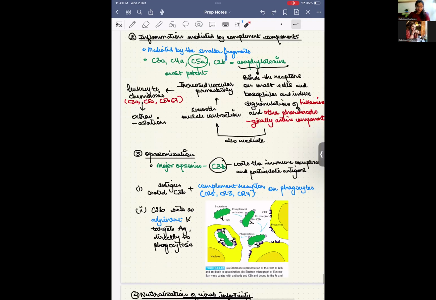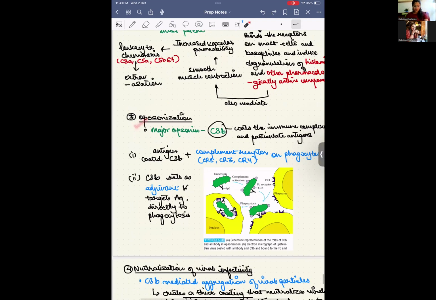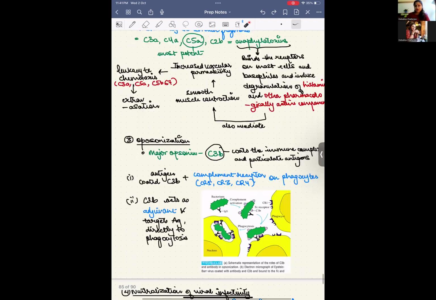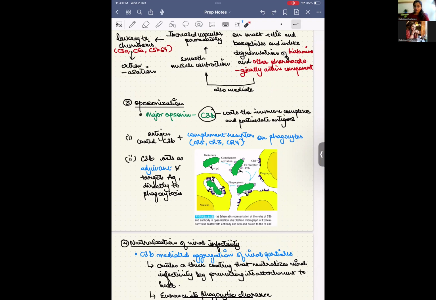The other response that they can bring about is opsonization. So what do I mean by opsonization? Opsonization refers to this process wherein there is some sort of coating of your pathogen molecules, and because of it, the phagocytic uptake of these particular pathogens becomes easier, and they are more likely to be eliminated from the system. So in opsonization, the major opsonin is the C3b molecule that is formed.